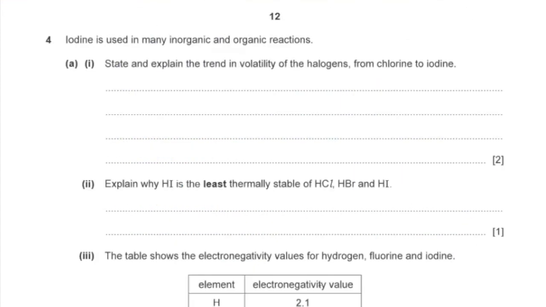Question number 4, iodine is used in many inorganic and organic reactions. State and explain the trend in volatility of the halogens from chlorine to iodine. So volatility decreases from chlorine to iodine because of increasing number of electrons that strengthen the intermolecular forces or the van der Waals forces in the molecules of halogens.